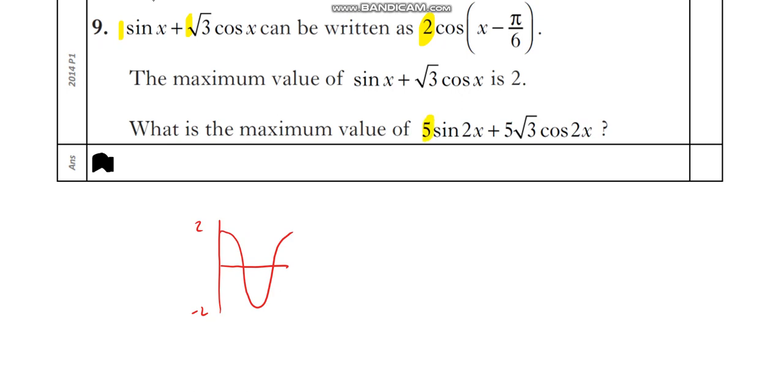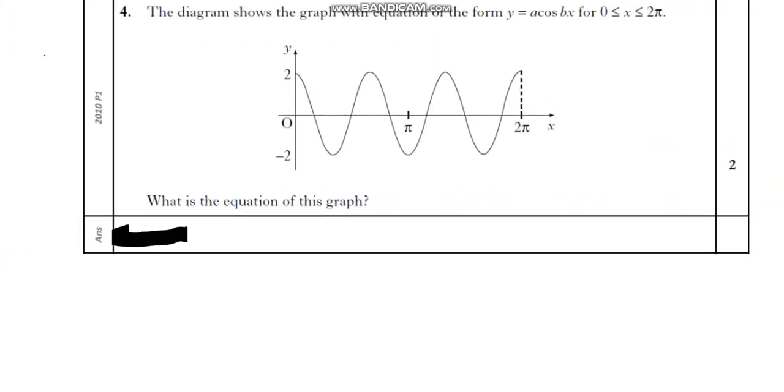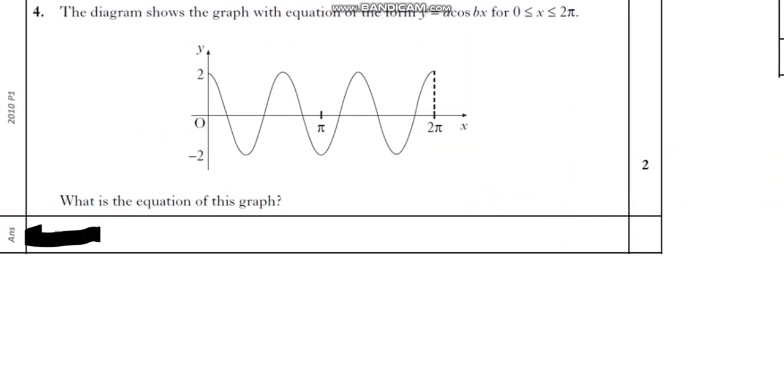Now we've got a 5 in front of these values. So what's happened? Well, it's been multiplied by 5. So if I take my 2 and times it by 5, my new graph is going to be 10 and negative 10, because this is multiplied by 5. Okay, nice. I like that question, just to make it a wee bit wordier and just to make you think a little bit.